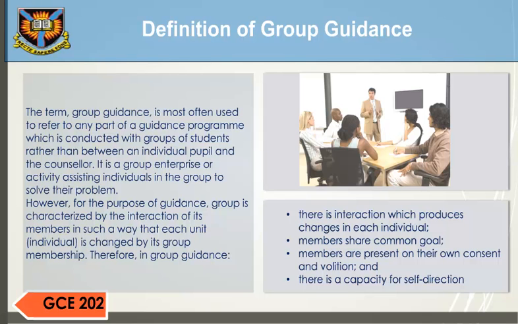However, for the purpose of guidance, a group is characterized by the interaction of its members in such a way that each individual unit is changed by its group membership. Therefore, in group guidance, there is interaction which produces changes in each individual. Members share common goals. Members are present on their own consent and volition, and there is a capacity for self-direction.